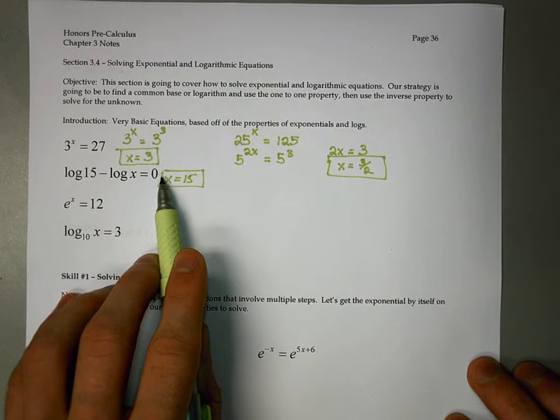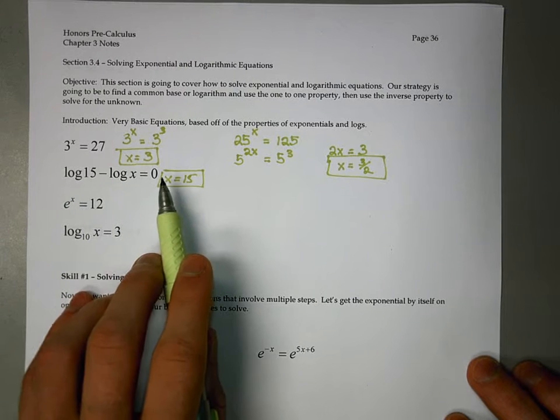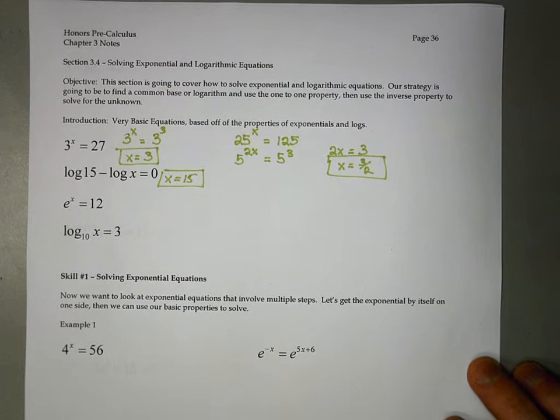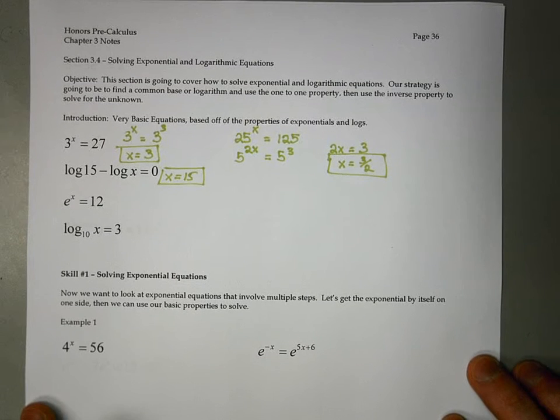The other way you could look at it is you could move the negative log of x to the other side. So you say log of 15 is equal to the log of x, which then you can see the one-to-one property states that x has to be 15.